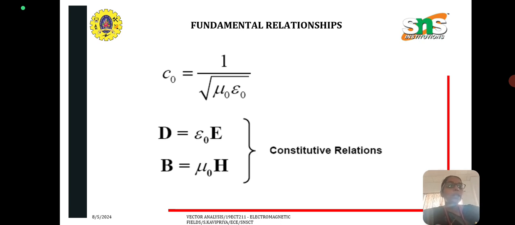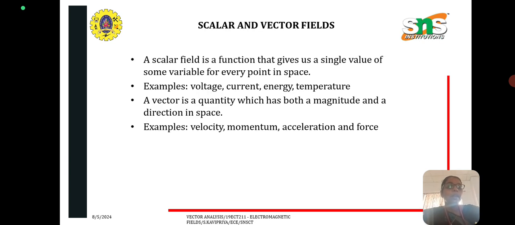All three constants are related by the equation C naught is equal to 1 by root of mu naught epsilon naught. D is related to E and B is related to H by the relations D is equal to epsilon naught into E, and B is equal to mu naught into H, where E is electric field intensity, H is magnetic field intensity, D is electric flux density and B is magnetic flux density.